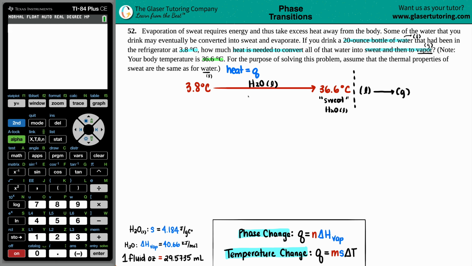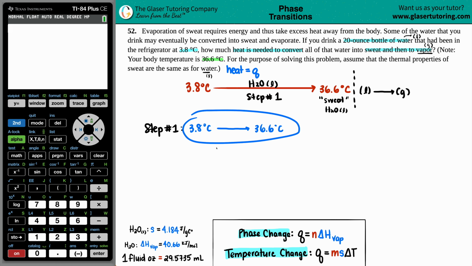So let's work in steps. Step 1 is going to be requiring all the heat energy to just raise that up to the 36.6 degrees Celsius. So let's start it off there. Step 1 is we're going to start at 3.8 degrees Celsius and go to 36.6 degrees Celsius. You say to yourself, is this a temperature change or a phase change that's going on here?